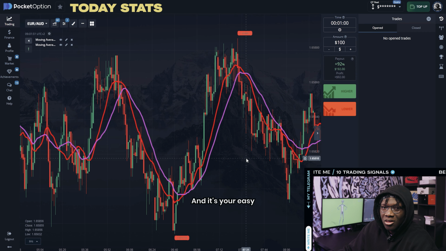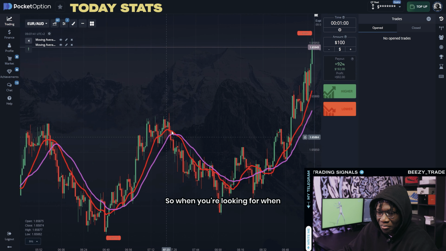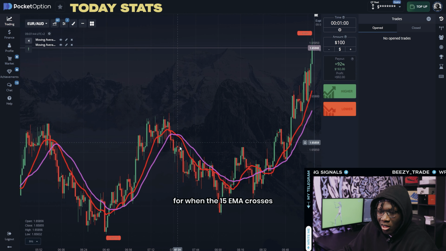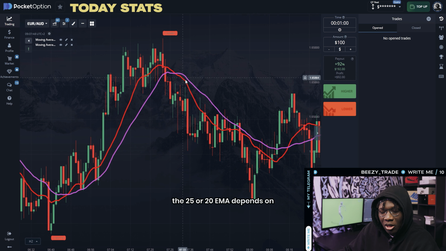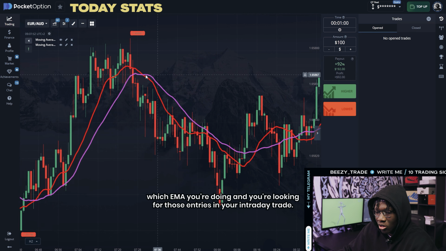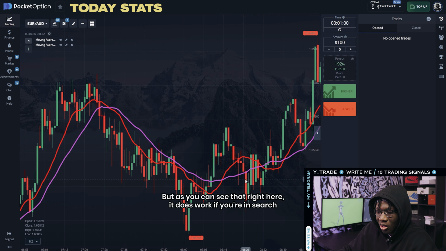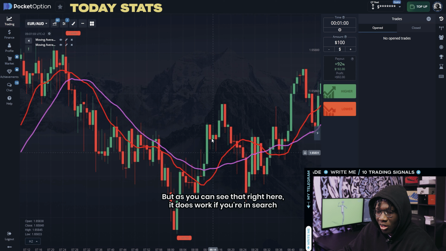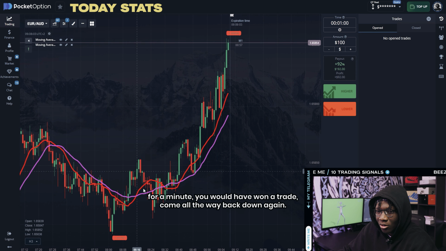This is your easy moving average crossover. You're looking for when the 15 EMA crosses the 25 or 20 EMA, depending on which you're using, and you're looking for those entries and entering the trade. As you can see right here, it does work. If you had entered a trade for a minute, you would have won a trade. But you can see it come all the way back down again.